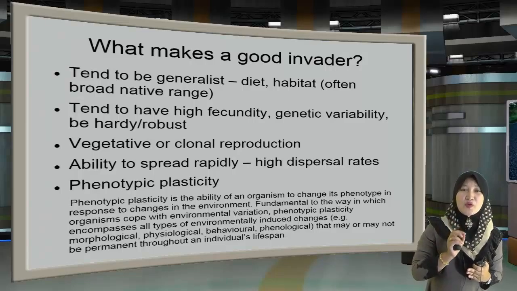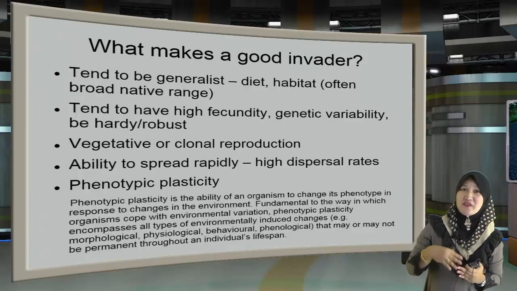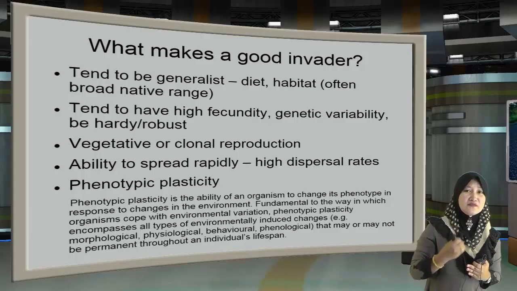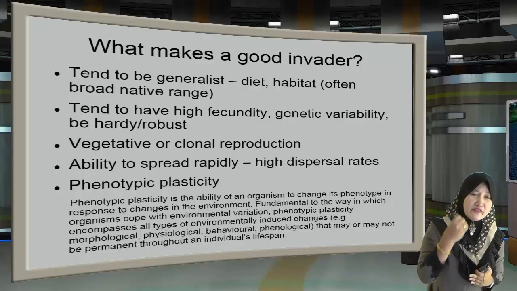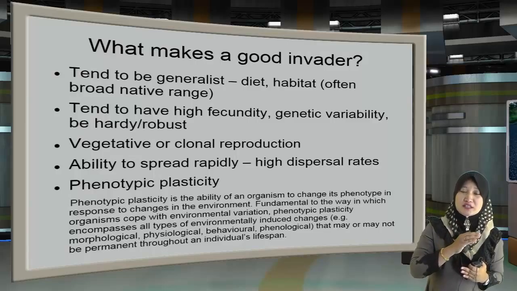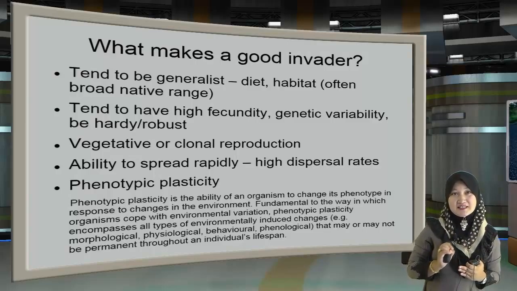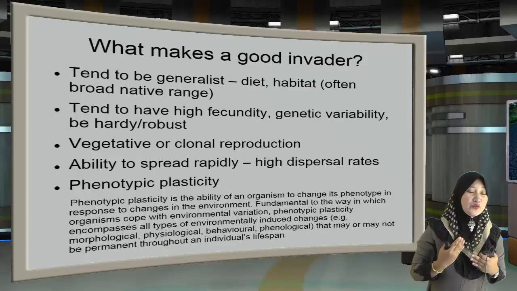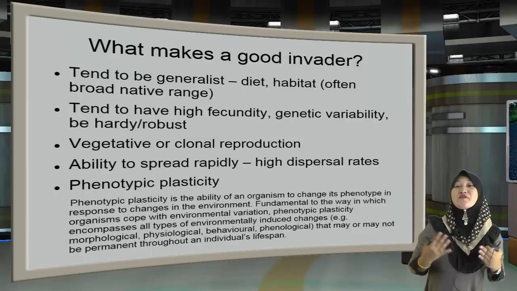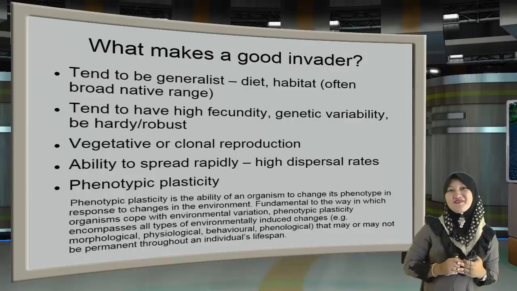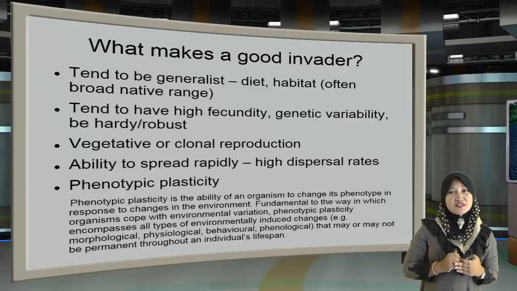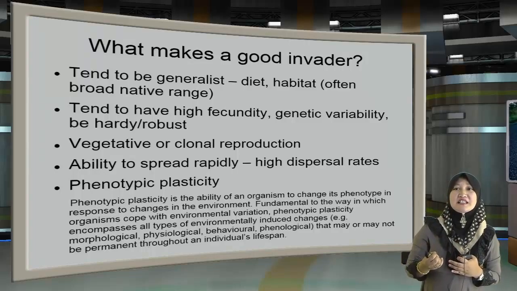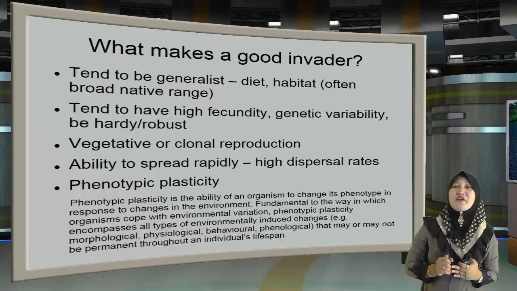The second one is to tend to have high fecundity, genetic variability, and be hardy and robust. Of course, to be a very good or strong invader, you need to be very hardy, so that you won't be killed by any diseases. What about vegetative or clonal reproduction? You need to be, what we call it, proactive in producing offspring. Then you can be a very good invader. What about the ability to spread rapidly? Of course. If you have low spreading ability, then it is very hard for you to become a very good invader.